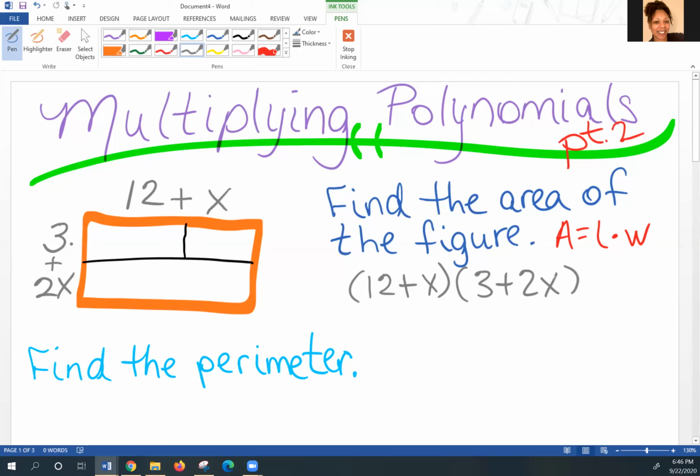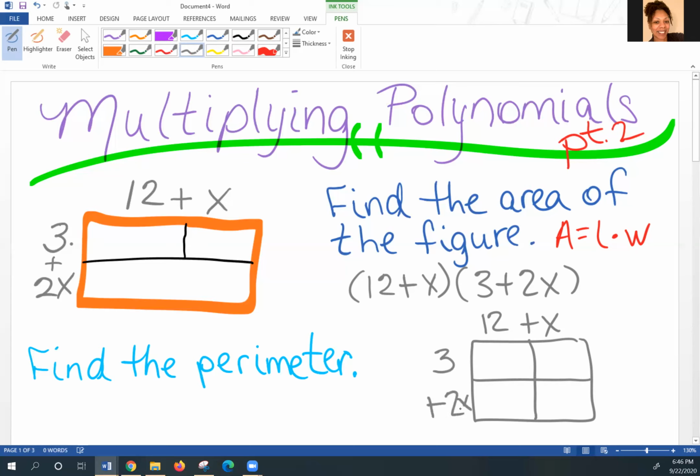I personally like the box method, so that's how I'm going to set it up. I draw my box, and it does not matter which one goes across the top, but I'm going to take the first one, 12 plus x, just the way it is shown in the problem, and then 3 plus 2x. Now I'm going to fill in what I know. 3 times 12 is 36. 3 times x is plus 3x. 12 times 2x is plus 24x. And then 2x times x is 2x squared.